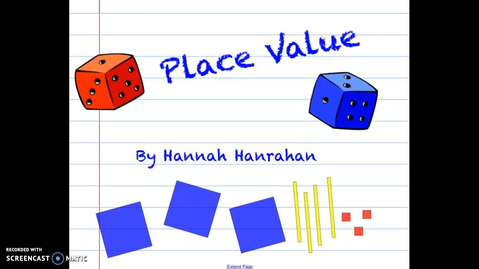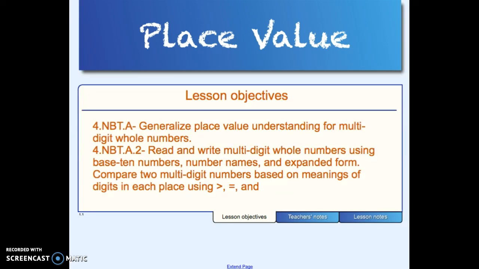Today we are going to look at place value. You will be able to generalize place value understanding for multi-digit numbers, read and write multi-digit numbers using base 10 numbers, number names, and expanded form. We are also going to compare two multi-digit numbers based on the meanings of digits in each place using greater than, equal to, and less than.